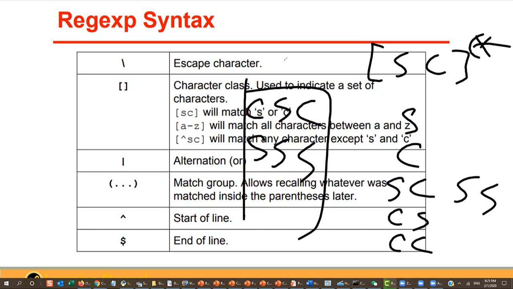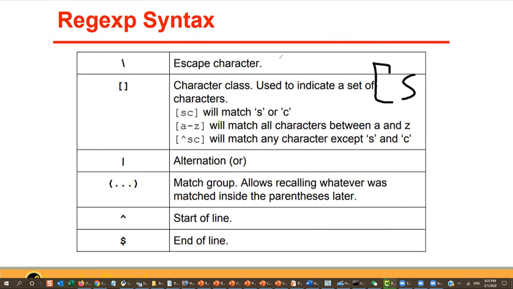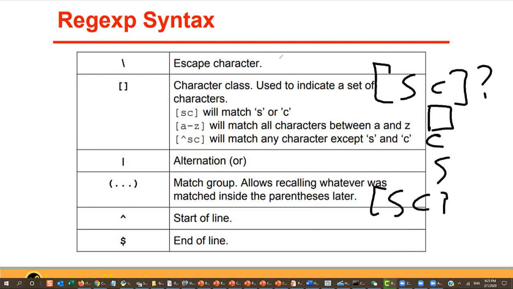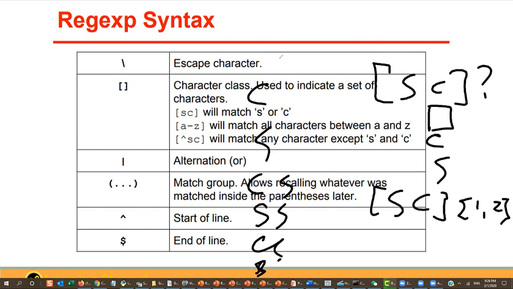Star. Without the star, it would just mean C and S. And if I have a question mark after SC, that will only be nothing, or C, or S. Three possible cases. And if I use an optional count of 1 to 2, then it will be C, S, CS, SS, SC, CC, SSS, and so on. So it will be S or C, but one to two characters.